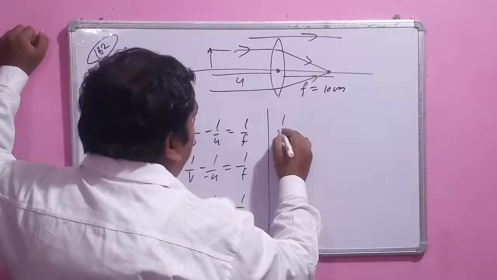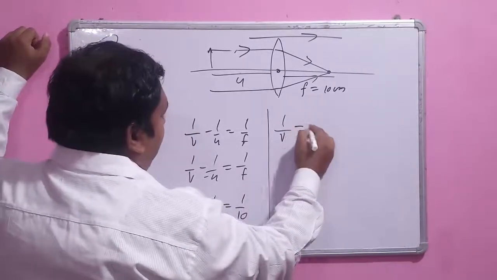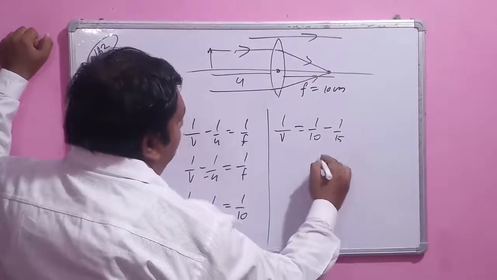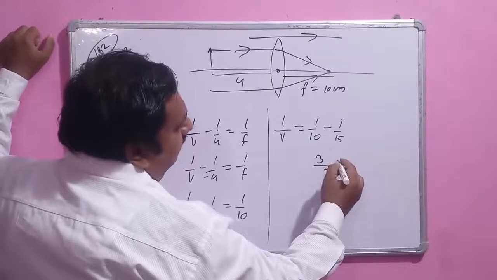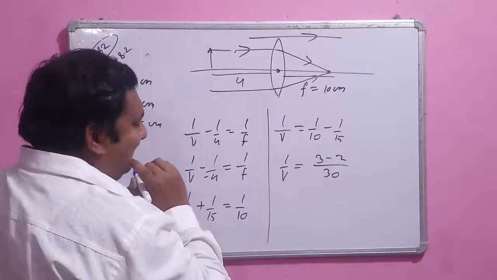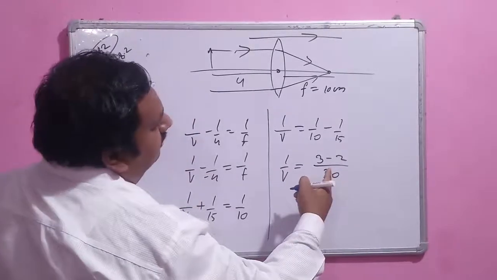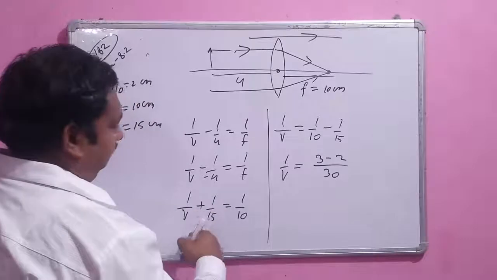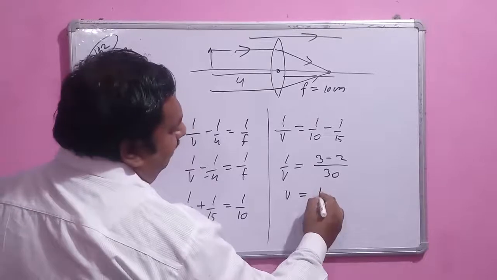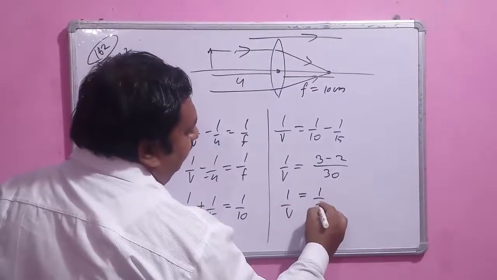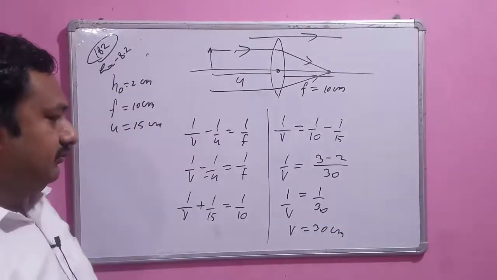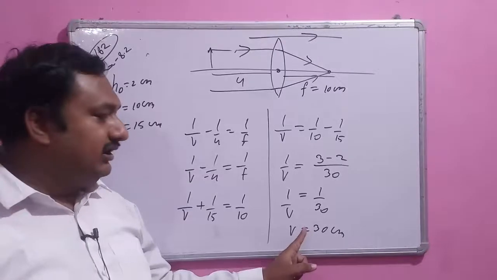So 1 upon v equal to 1 upon 10 minus 1 upon 15. Again the LCM is 30. So 3 minus 2 over 30, equal to 1 upon v. So you will get 1 upon v equal to 1 upon 30, or v equal to 30 centimeter. It comes out with a positive symbol.